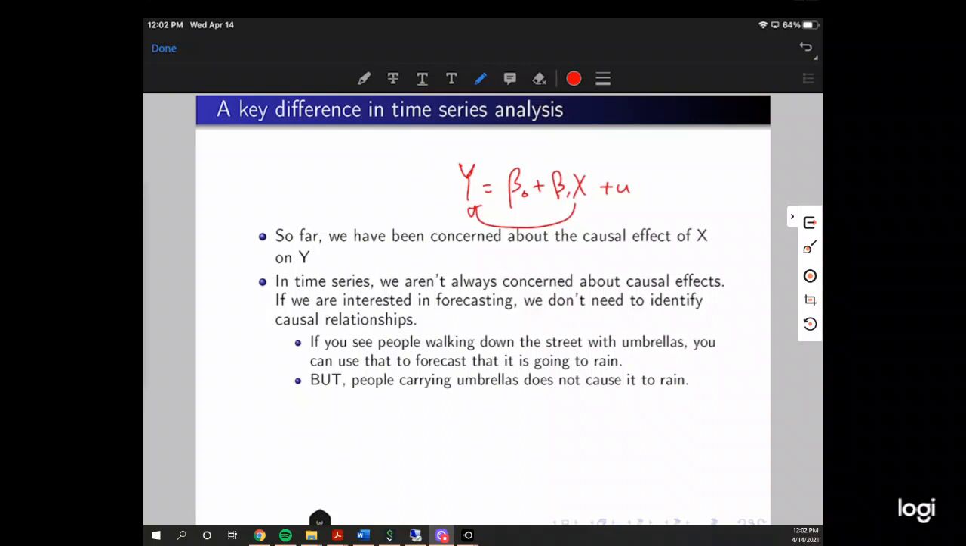In time series, we aren't always concerned about causal effects. If we are interested in forecasting, we don't need to identify causal relationships. So, for example, if you see people walking down the street with umbrellas, you can use that to forecast that it is going to rain. Even if you don't look at your weather app on your phone, if everyone outside has an umbrella, you can think that all those people know something that you don't about the weather. They might think that it's going to rain. But people carrying umbrellas does not cause it to rain. So this is the difference between causal relationships and correlation and forecasting.